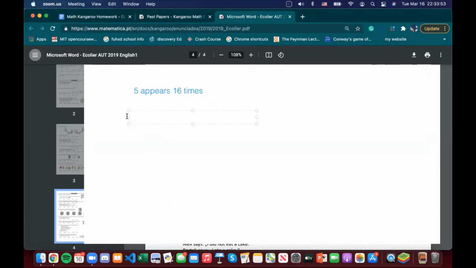So 5 can appear, for example, in 15. It can appear in 85. It can also appear in 51. But what's very interesting is that you can also have 55. Here, 5 appears twice. So we'll go on that logic. Let's start. So we have 5. We have 15, 25, 35, 45. And so that's the first 5.